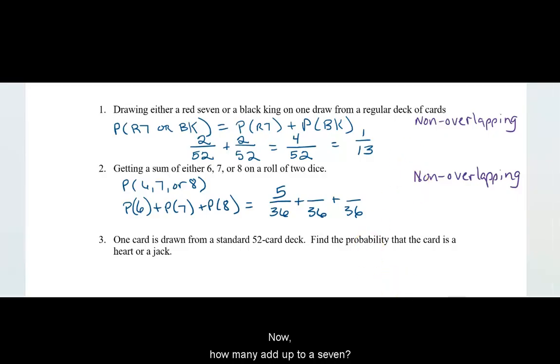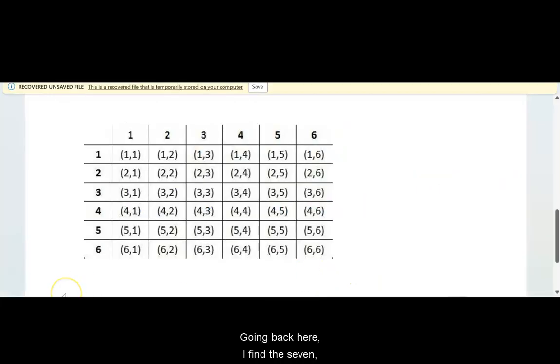Now, how many add up to a 7? Going back here, I find the 7, which is down here at the bottom. Notice the first one right there. And count diagonal. All of those add up to 7. 1, 2, 3, 4, 5, 6 of them.